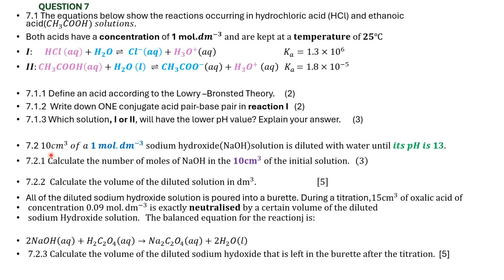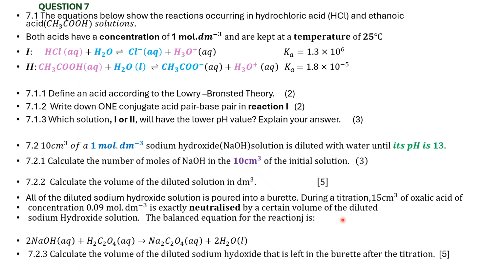7.2, we have 10 cubic centimeters of 1 mole per decimeter cubed sodium hydroxide solution. It's diluted with water until its pH is 13. Calculate the number of moles of sodium hydroxide in the 10 cubic centimeters of the initial solution, 3 marks. Calculate the volume of the diluted solution in decimeter cubed, for 4 marks, or 5 marks. Then they say all of the diluted sodium hydroxide solution is poured into a burette.